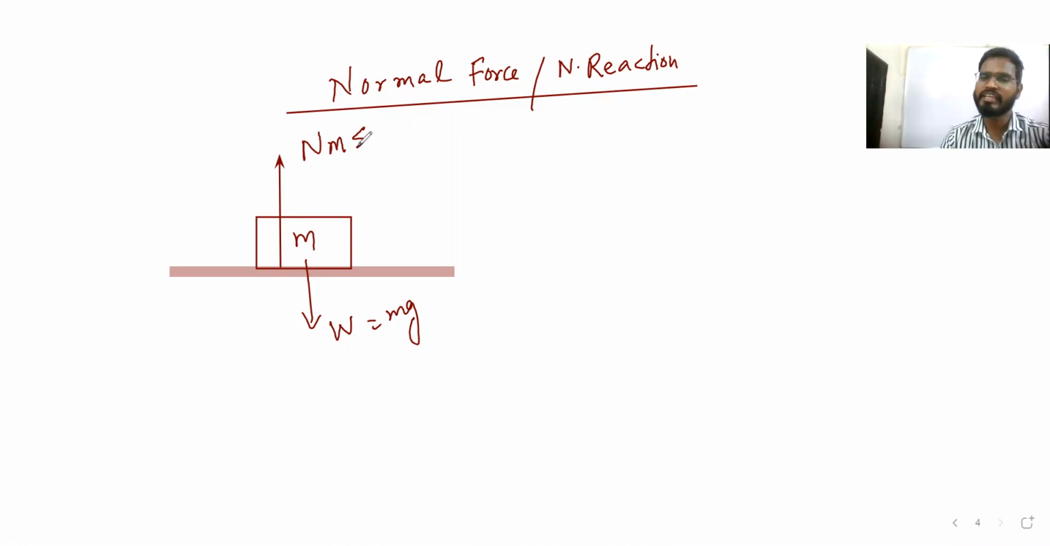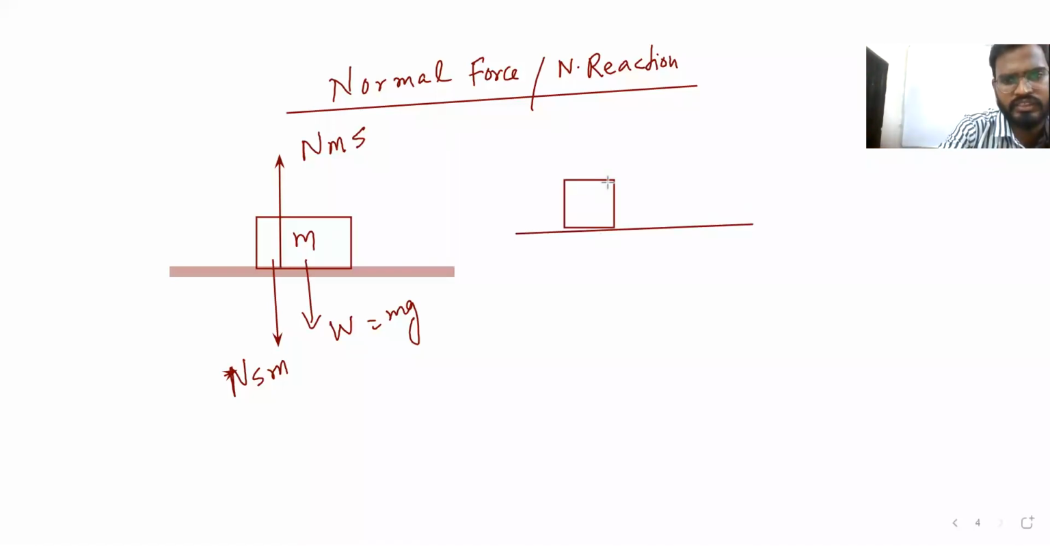But not only does the surface apply a normal force on the block. The block will also apply a normal force, which will be downward. That is the normal force on the surface due to the block m. So how can you define normal force? Whenever there is a contact, there will be a normal force, and it will always be perpendicular to the contact surface. Okay, fine. So we understood normal force. Let's see a little more example and discuss a little more.